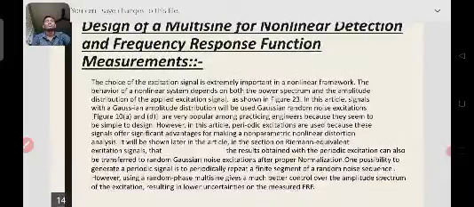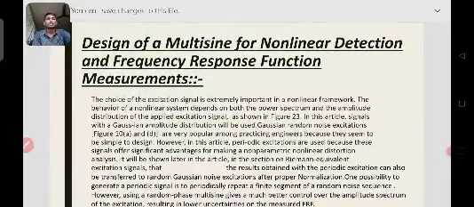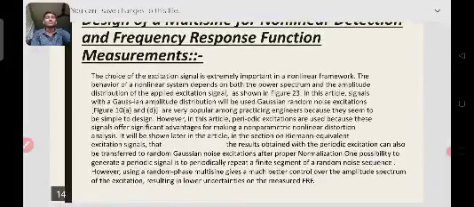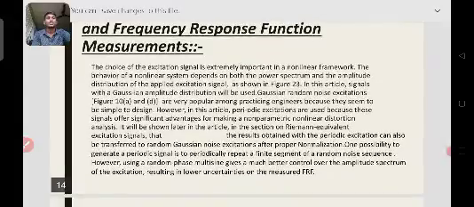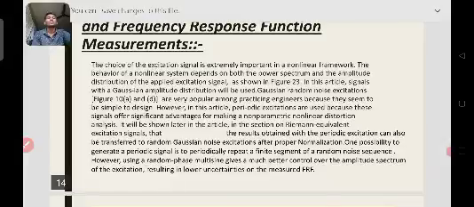So also design of multisine for nonlinear detection and frequency response function measurements. The choice of the excitation signal is extremely important in the nonlinear framework. The behavior of a nonlinear system depends on both the power spectrum and the amplitude distribution of this applied excitation signal, as shown in figure 20.